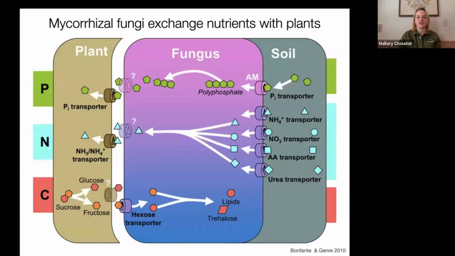And mycorrhizal fungi are important for exchanging nutrients with plants. So here we have an illustration of what the plant is providing the fungus, which is carbon. And in exchange for that carbon, mycorrhizal fungi transport phosphorus and nitrogen into the plant, directly improving nutrient use and access.